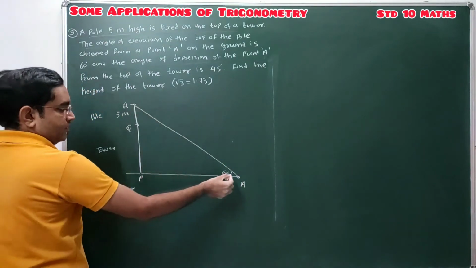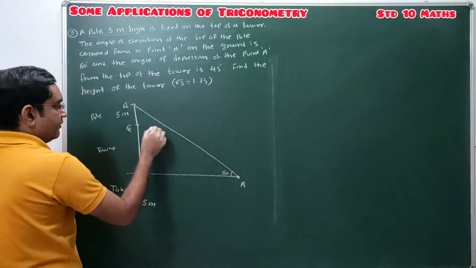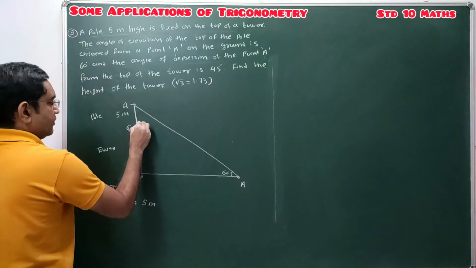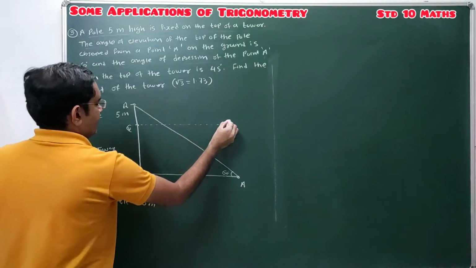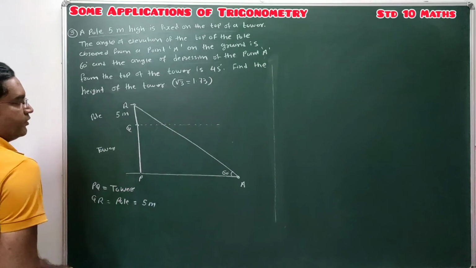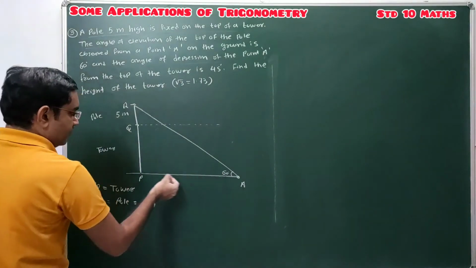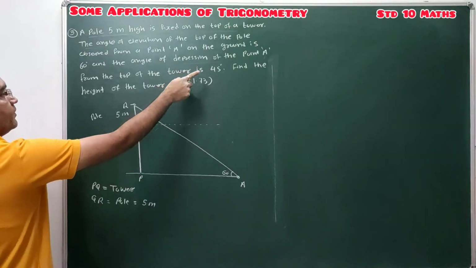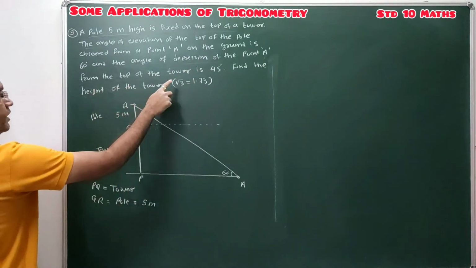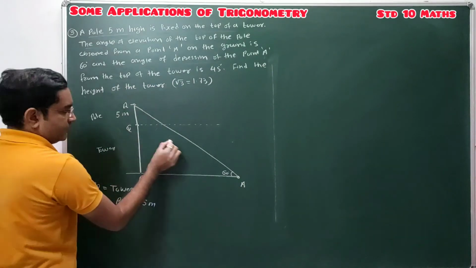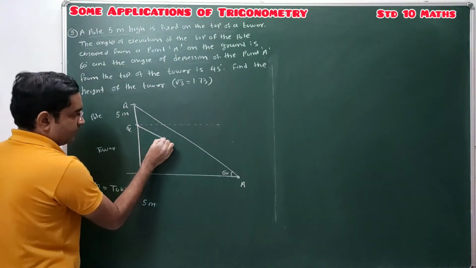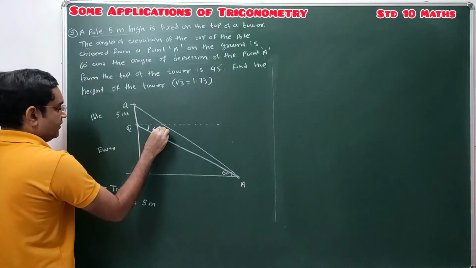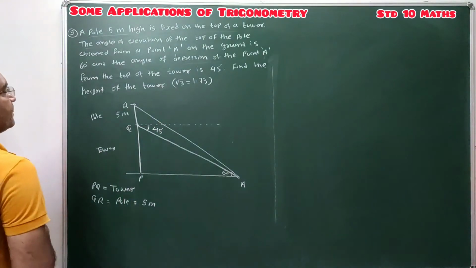Now for the second case, this is our point of observation, right? Our observer stands on the top of the pole. Now we have to look down from here. So this is our horizontal line. For angle of depression, this will be our horizontal line. For angle of elevation, this will be our reference line. So now the angle of depression for this point A from the top of the tower is 45 degrees. So the angle of depression of this point A is 45 degrees, and it will form here.